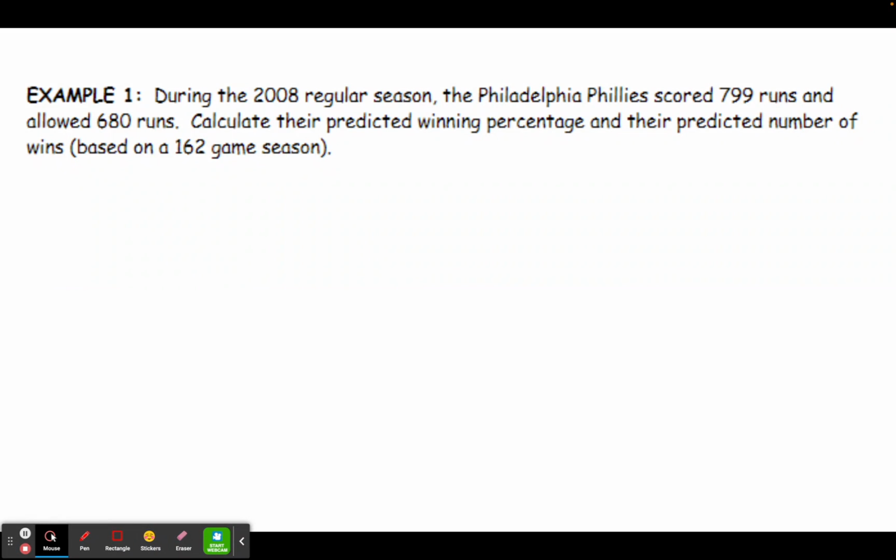So in example number 1, we're going to look at the Philadelphia Phillies during the 2008 regular season. And during that season, they scored 799 runs. That would be RS in the formula. And they allowed 680 runs. That would be RA in the formula. So with these numbers, we're going to predict their winning percentage for that season.